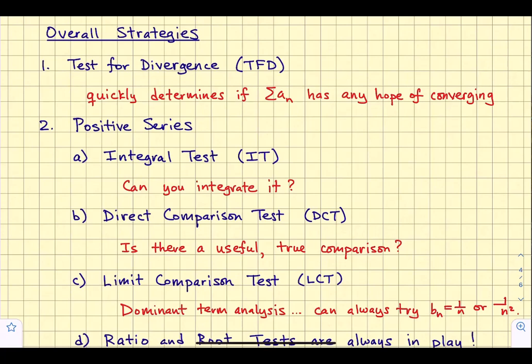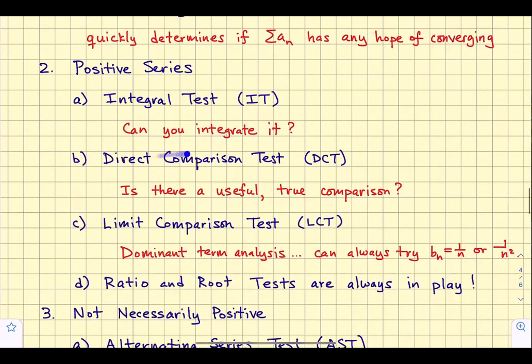So for example, if it had n factorials or something like that in it, you wouldn't even think of integrating it. If it's too overly complicated and it doesn't look like a U substitution or parts or partial fractions or some integration technique will quickly integrate the associated improper integral, then you probably want to move on to something else. Secondly, the direct comparison test: remember, you have to have a useful, true comparison.